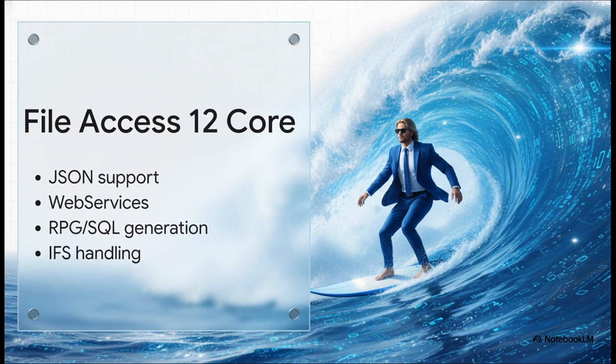If your system is running on V7R3 or higher, File Access 12 brings all these capabilities completely natively. It's a total paradigm shift. We're talking about full JSON support that converts any JSON data into readable physical files right on your IBM i, direct HTTP web services integration, automatic generation of RPG and SQL programs, and comprehensive handling of both your local IFS files and remote HTTP data.